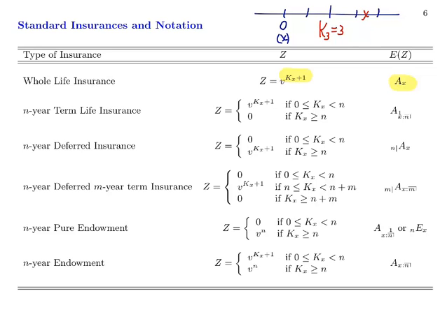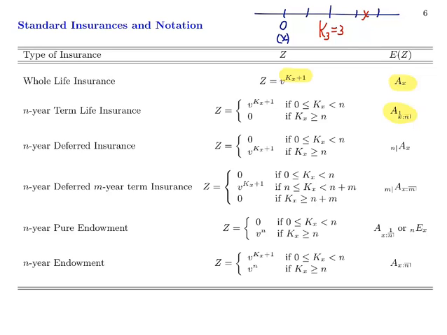So the next type of insurance is an N-year term life insurance. That pays $1 at the end of the year of death if death occurs during the first N years, but after N years it pays nothing, right? So Z is v^(K_x+1) as long as K_x is less than n, but otherwise it's 0. And the present value random variable for that insurance is denoted by that symbol.